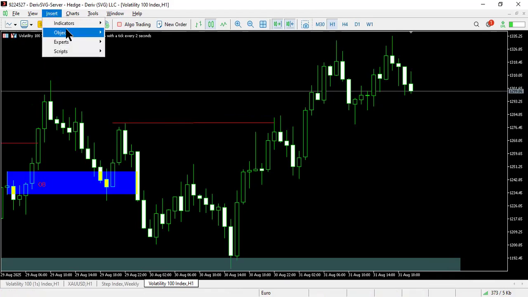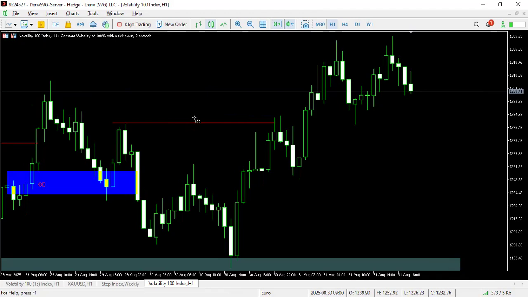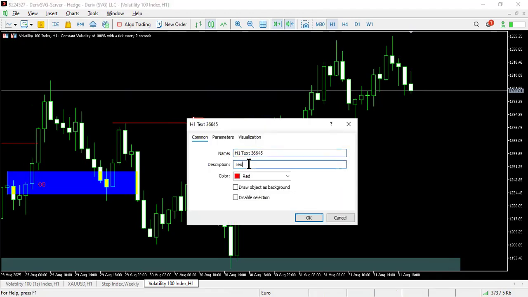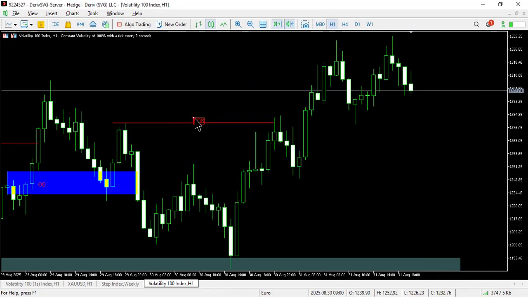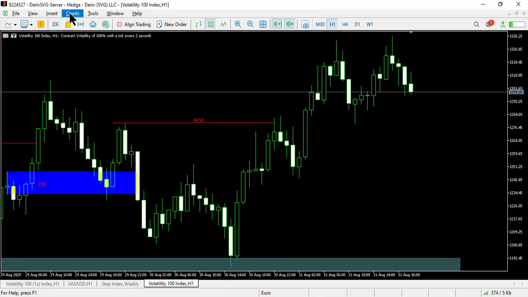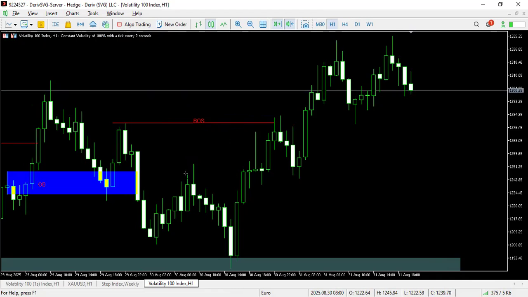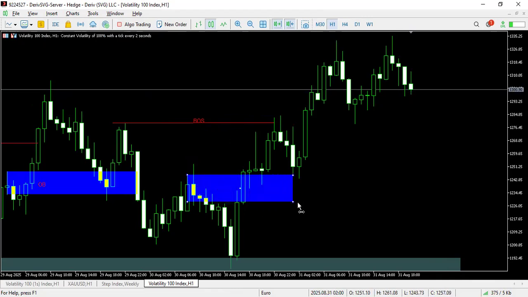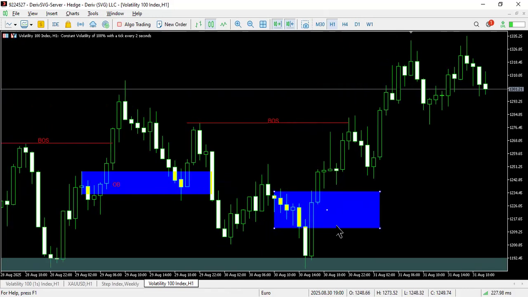That is a break of structure. And then our order block, that is the order block, is always there. The last internal break of structure, which is that one.